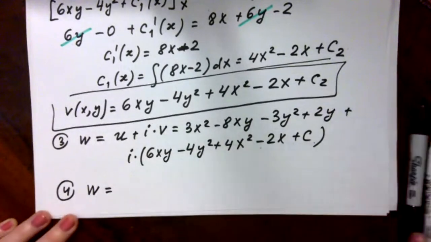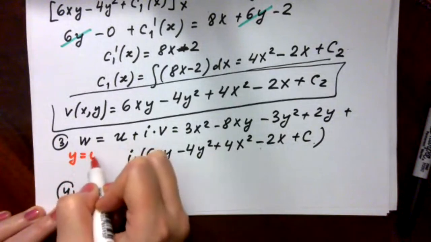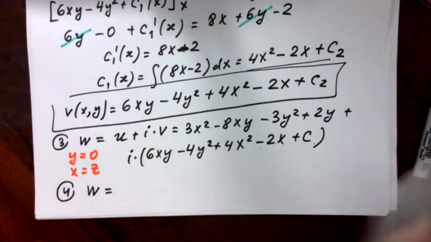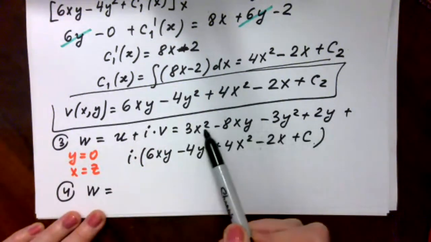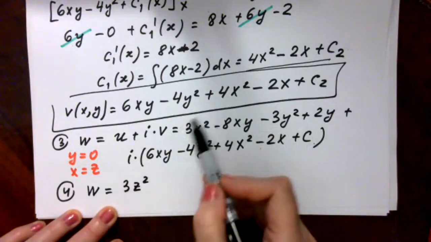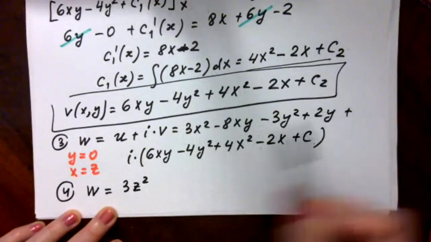How to take Z from here? Do you remember this nice trick? We need to put Y equal to 0 and X equal to Z. And thanks to Y being equal to 0, many terms will just disappear. So the first term will be 3z squared, because it's 3 squared. This disappears because y is equal to 0.